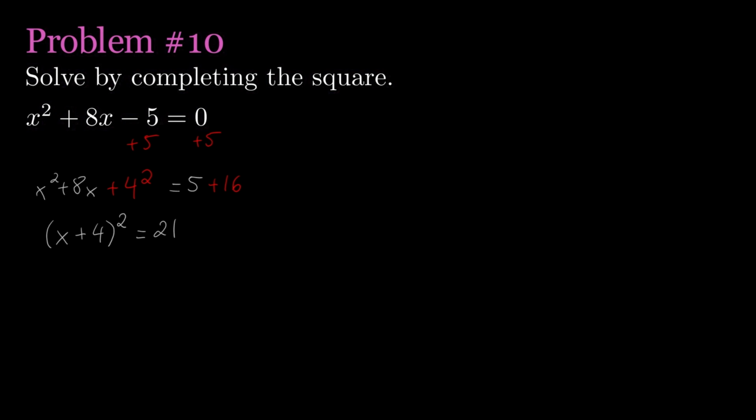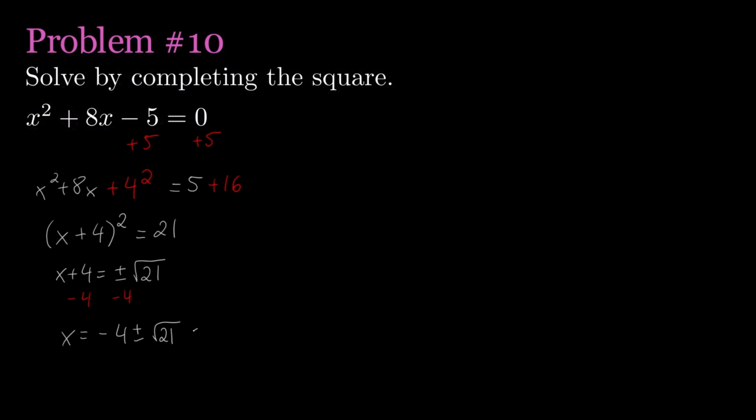Now we can use the square root principle. If the square of x plus 4 is 21, then x plus 4 itself is the plus or minus square root of 21. Now 21 doesn't have any perfect square factors, so it's just a matter of subtracting 4 from both sides to get x equals negative 4 plus or minus the square root of 21.